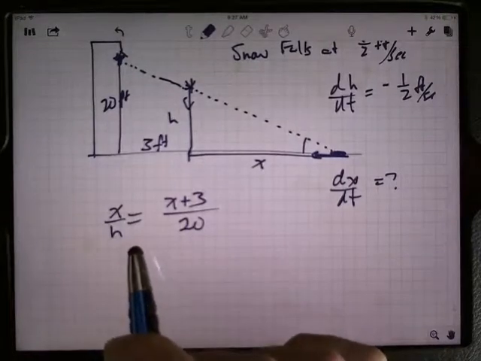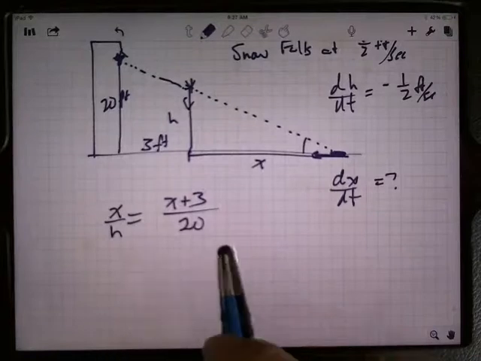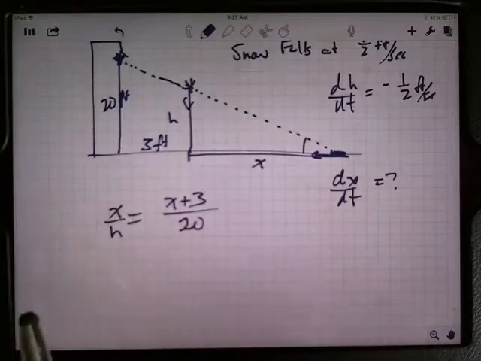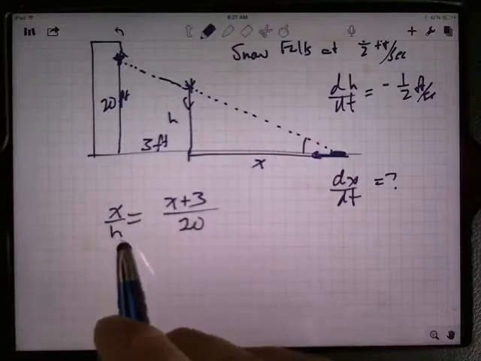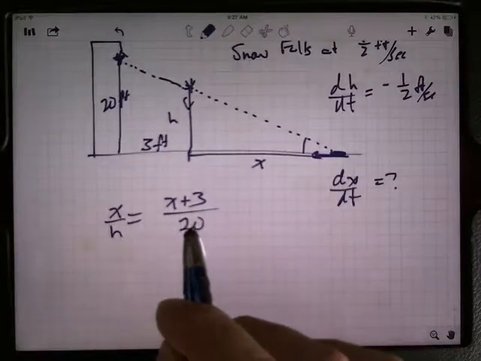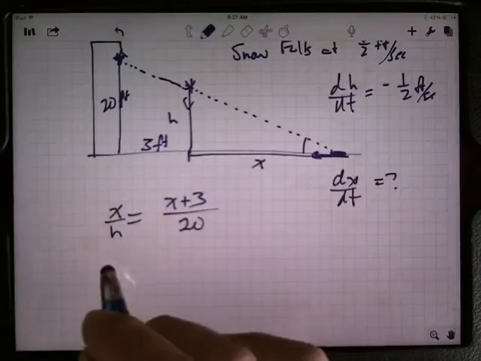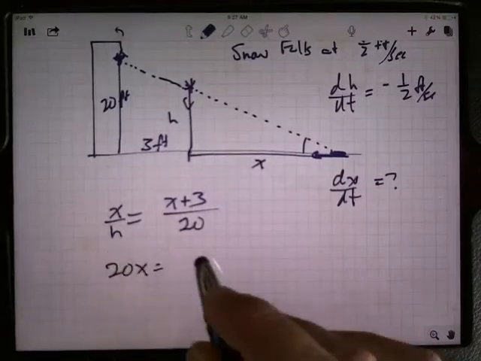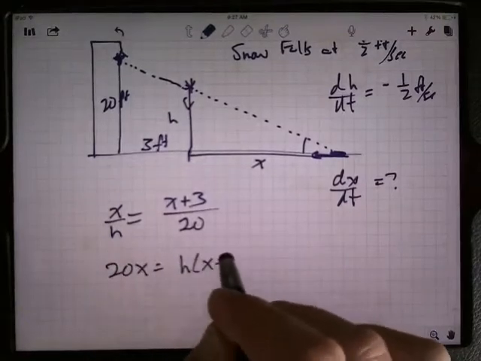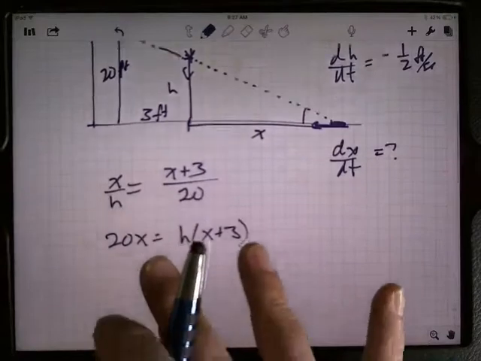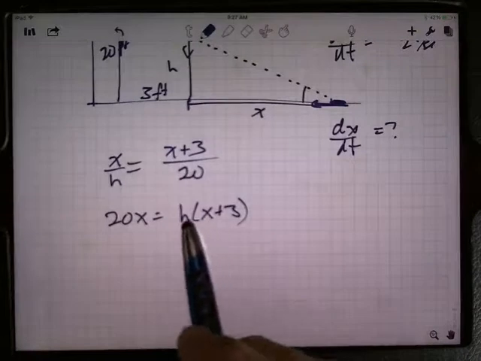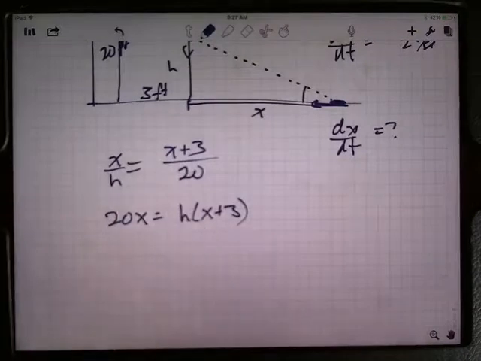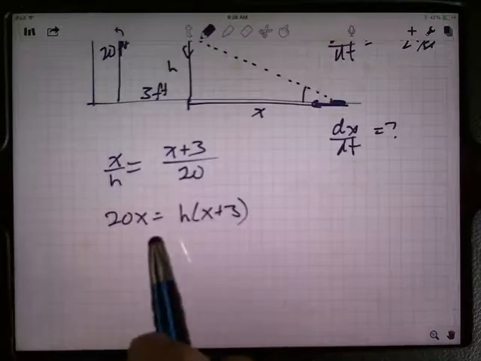However, I know what I'm going to do with it. I'm going to take a derivative with respect to t, and if I do that, I'm going to have to do a quotient rule. I'd rather multiply it out, maybe do a product rule. So I'm going to multiply both sides by the 20 and multiply both sides by the h. So I've got 20x equals h times (x plus 3). Okay. I didn't have to do that, but because I know that I'm going to take a derivative, I'd rather do a product rule than a quotient rule, so I'm just choosing to write it this way. Okay. So now I have a relationship between x and h.